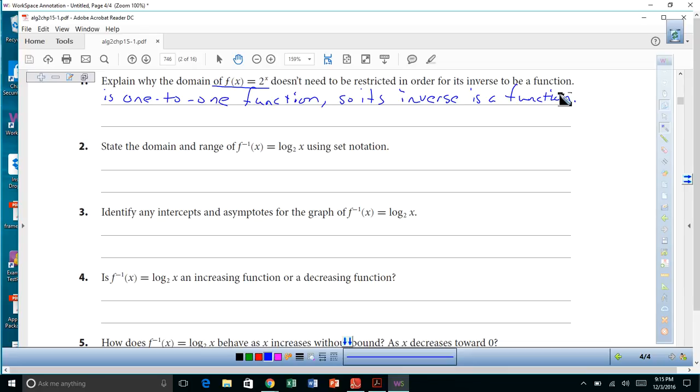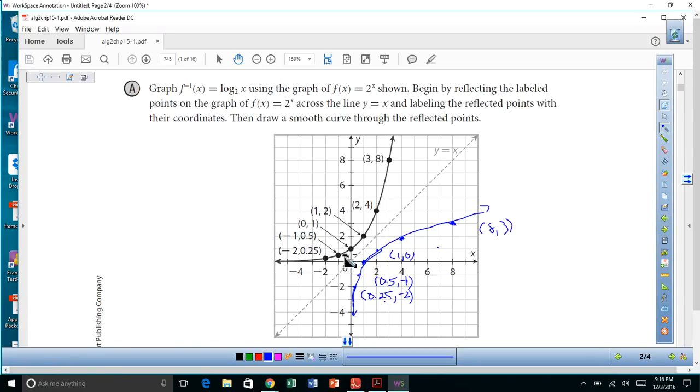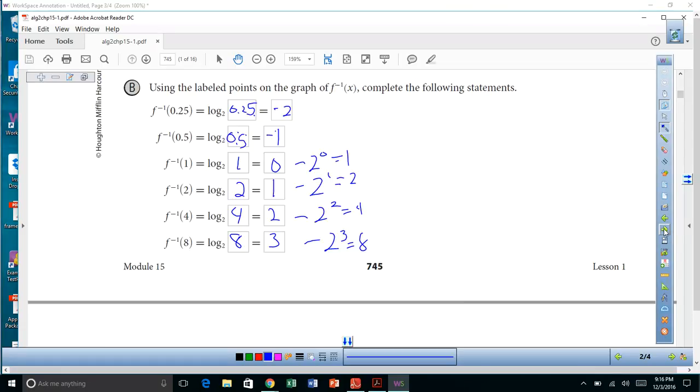All right, state the domain and range of the inverse of f of x equals log base 2 of x using set notation. So the domain is going to be x such that x is greater than 0. And let's go back and look at that graph for a second. See how it gets close to it, but it never actually touches it, and then it goes away from it. So x is going to be greater than 0.